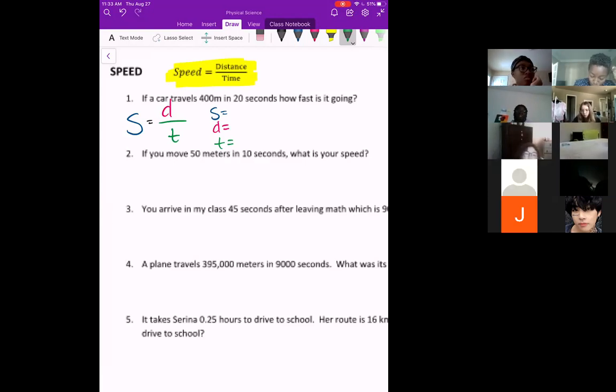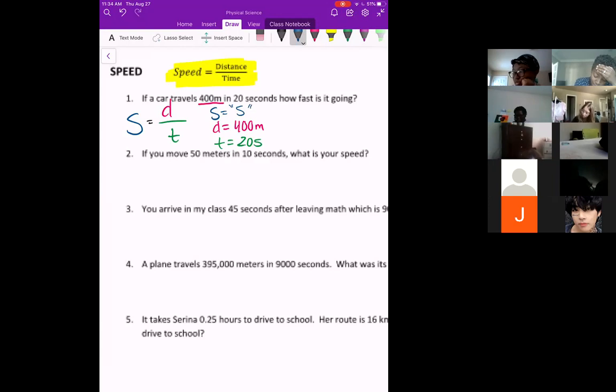Neither. 400. Wait, distance? 400 meters. Exactly, the one that ends in meters. So 400 meters is here. And then the 20 seconds must be what? Time. Time, 20 seconds. All right, so the only one we don't know is this one. We still don't know what S is.